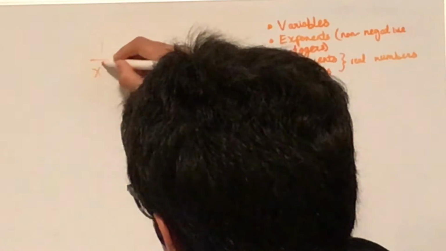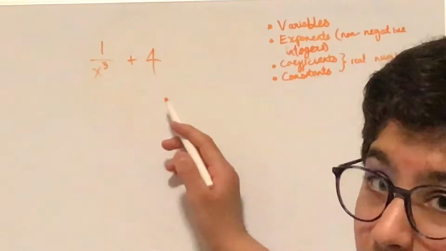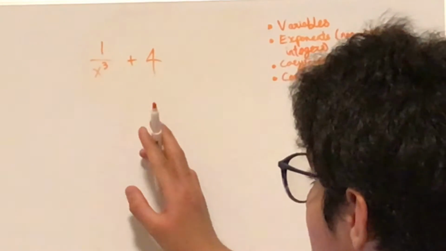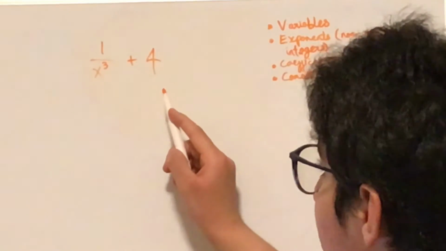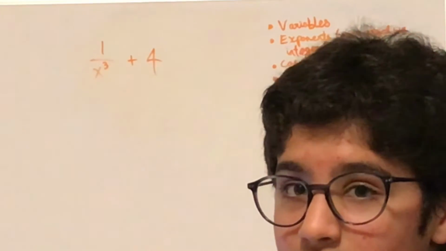What about 1 over x cubed plus 4? This is also not a polynomial, but why isn't it a polynomial? Again, I'll give you a few seconds pause and then try to find it yourself.